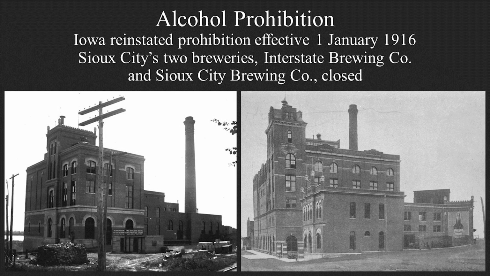The 1910s also saw the prohibition of alcohol. Iowa reinstated its prohibition effective the 1st of January 1916. Sioux City's two breweries, the Interstate Brewing Company, which you can see on the lower left, and the Sioux City Brewing Company, which you see on the lower right, closed.